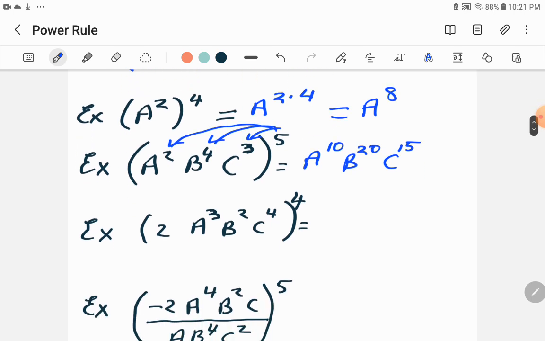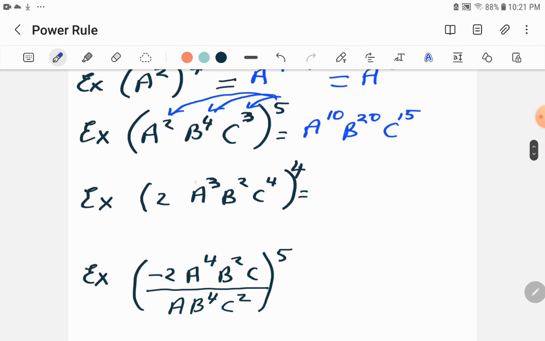Okay, let's look at the next example. Don't forget this is really to the 1 power. One way to handle this, especially if you have a negative sign, is to put it in parentheses. So you want to put it like 2 to the 4th. And then you multiply 4 times 3, that becomes a to the 12th. 4 times 2, so b to the 8th. And then 4 times 4, so we get c to the 16th power.